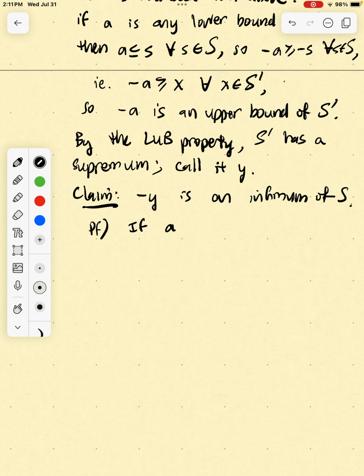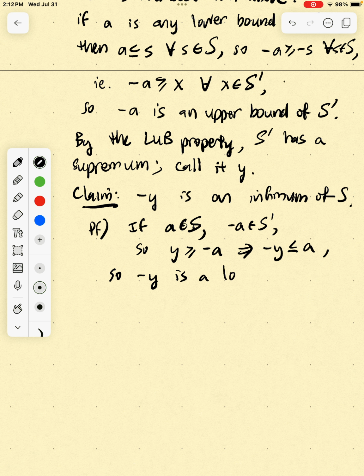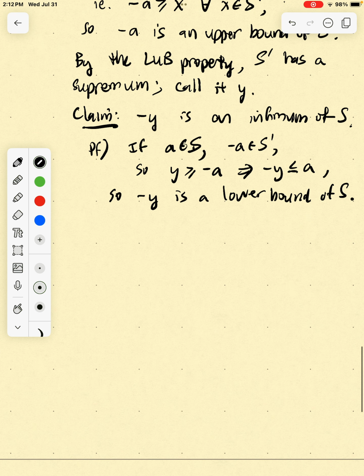So if A is an element of S, then negative A is an element of S prime, so y is greater than or equal to negative A, and then that implies that negative y is less than or equal to A. So negative y is a lower bound of S. So we're halfway done, because that's the first thing we need to show to prove that something is an infimum.